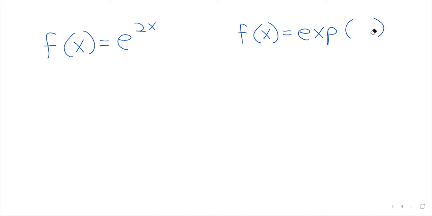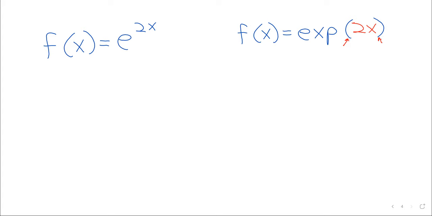I think that probably makes it a lot clearer that we have composition going on, that one function is stuck inside of another function, and in particular, that the exponential function is outside. Again, very literal. The exponential function is literally outside of the parentheses. And the 2x is the inside function. Again, very literal, it's inside the parentheses.